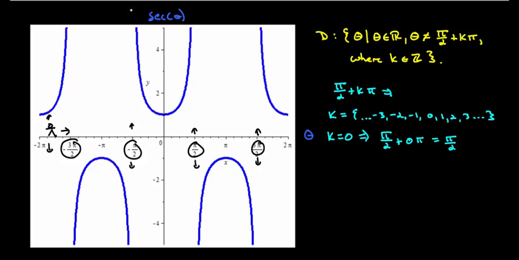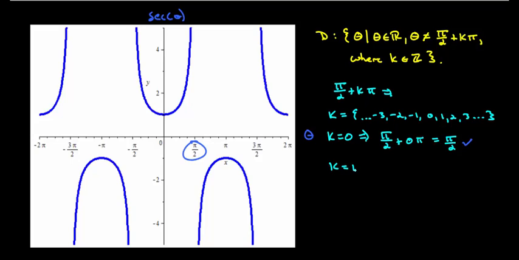That is, let me erase this whole graph. That is this guy right here. So of course at pi over 2, we don't see anything. Now let's try when k is 1. When k is 1, I get pi over 2 plus pi, which is pi over 2 plus 2 pi over 2, which is equal to 3 pi over 2. That's that guy. And of course, I don't see anything up or down here.